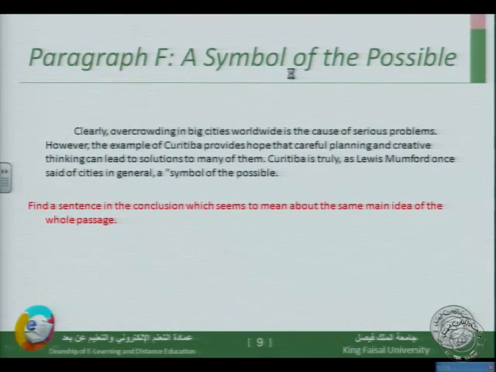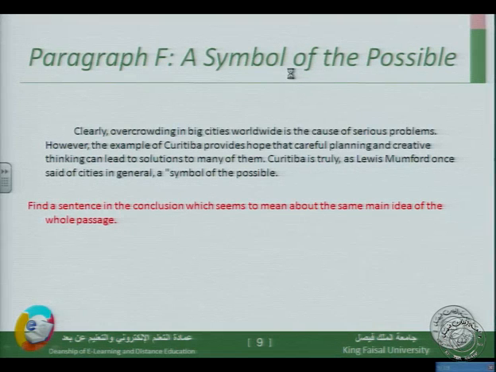Paragraph F, a symbol of the possible. This is actually, I guess, the last one. Clearly, overcrowding in the big cities worldwide is a cause of serious problems. However, the example of Curitiba provides hope that careful planning and creative thinking can lead to solutions to many of them. Curitiba is truly, as Lewis Mumford once said of cities in general, a symbol of the possible. A symbol of the possible.